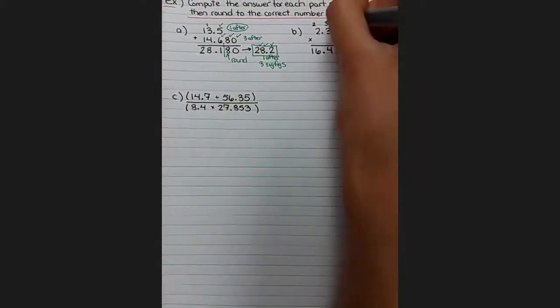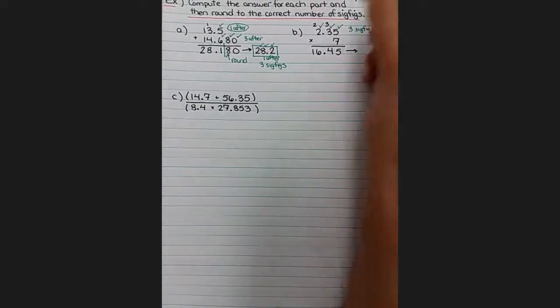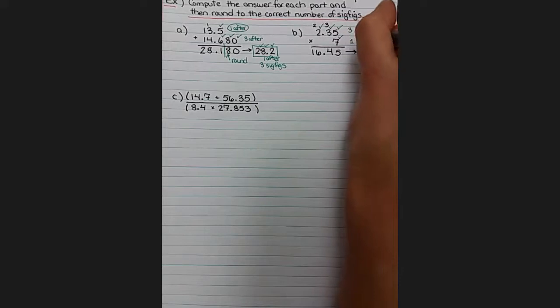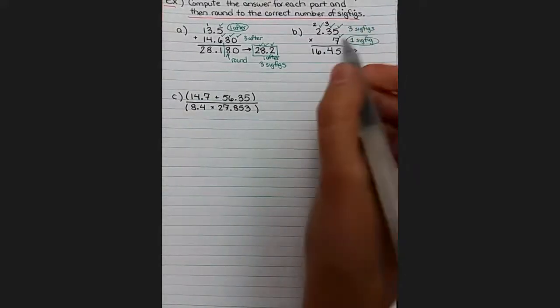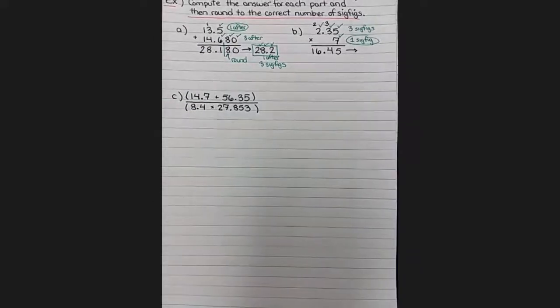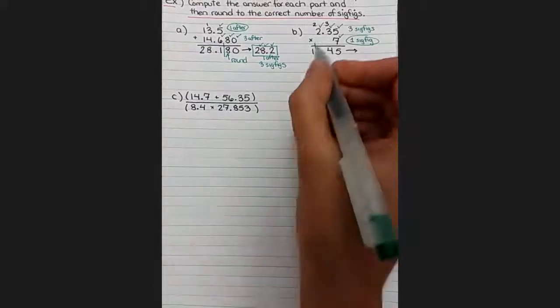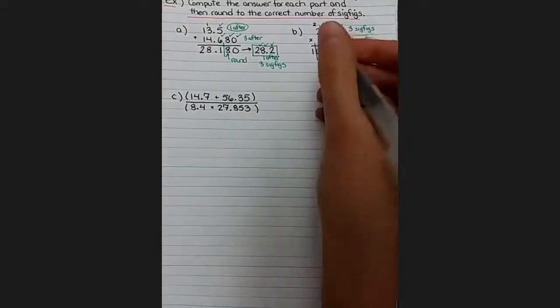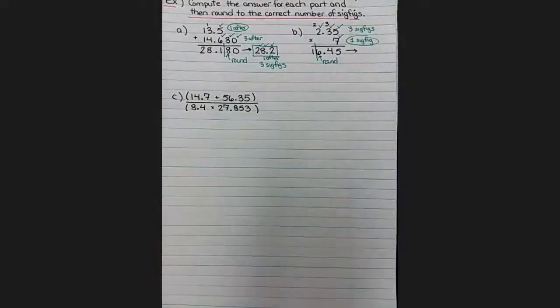So this number had a 2, which is significant, a 3, which is significant, and a 5, which is significant. So it had 3 sig figs. And my second number was 7. That one only had 1 sig fig. So I'm going to keep the smallest number, which is the 1. So that means I have to round 16.45 to 1 sig fig. So the number after the rounding spot is a 6. So that means we're going to round it up.